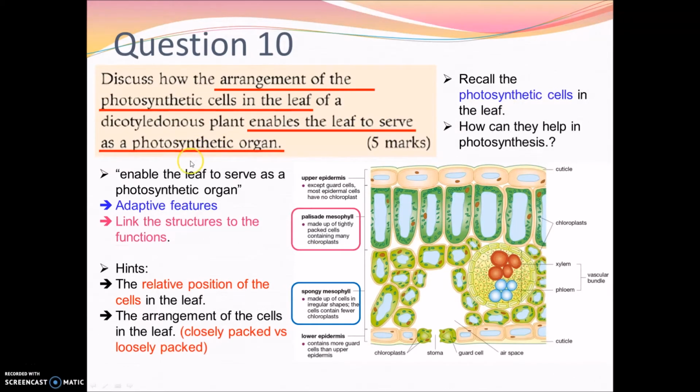Now remember, don't just tell me the relative position and the arrangement and then full stop. You need to tell me how these features can help the plants carry out photosynthesis. Remember that what we need is how, not just the factual thing.